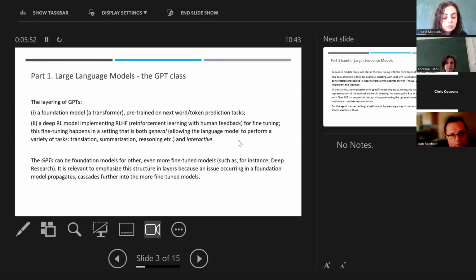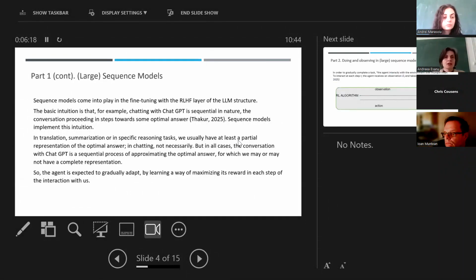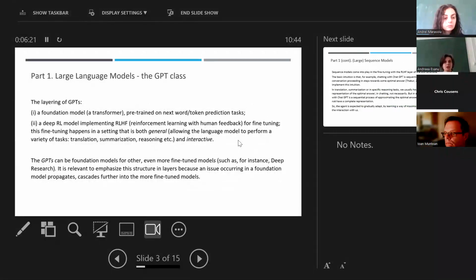I will not insist on the transformer architecture, although this one is also packed with interesting innovations. Instead, I will focus on the reinforcement learning layer. And as you can see, there are two words that I underlined in italics: general and interactive setting.